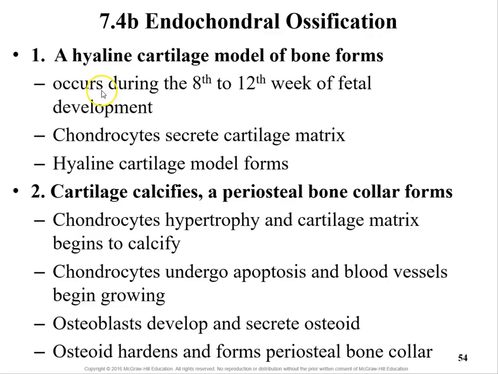Okay, so the first step is a hyaline cartilage model is formed. This happens because chondrocytes secrete cartilage matrix, and this forms the hyaline cartilage. What's going to happen next is the chondrocytes are going to hypertrophy, and the cartilage matrix is going to begin to calcify. Those chondrocytes then undergo apoptosis, or programmed cell death, and blood vessels begin growing. Osteoblasts then develop and start secreting osteoid, and then the osteoid is going to harden and form a periosteal bone collar.